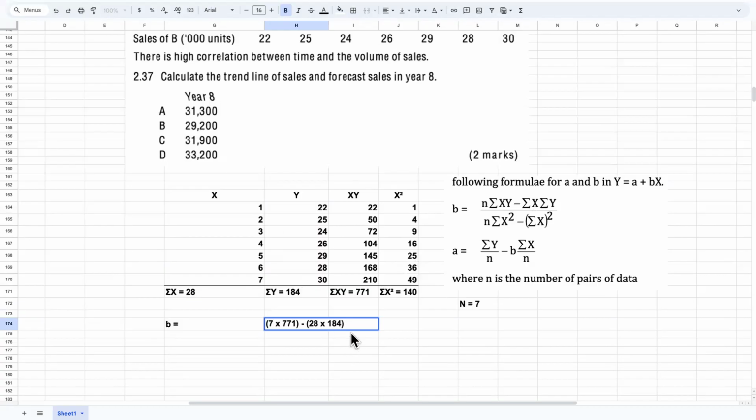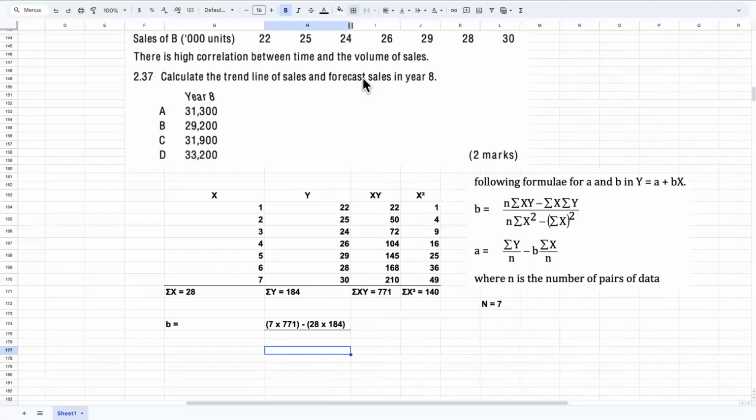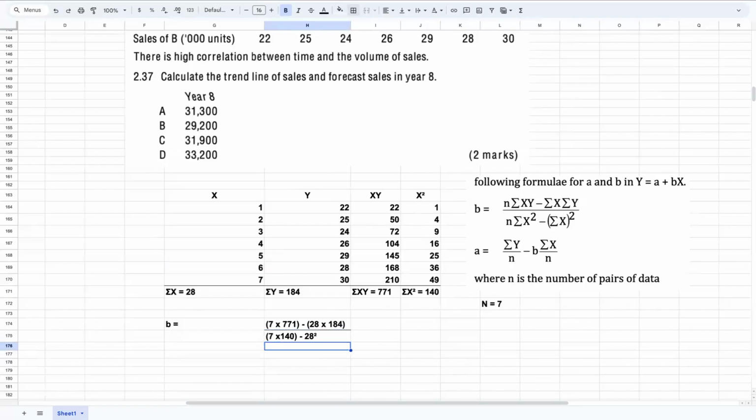All right. So that's the upper part. And the down part, n is equal to 7, right, in the bracket, 7 times sigma x squared, that is 140. Then sigma x fully squared, it means 28 squared. Right? So this is the formula.